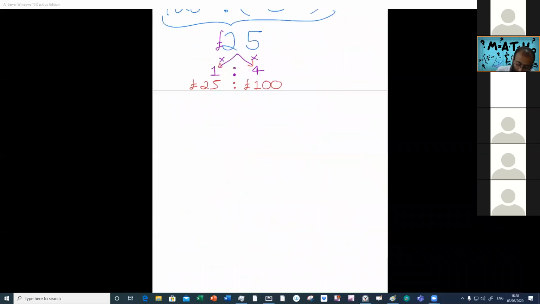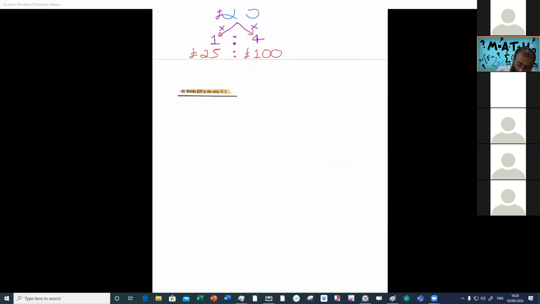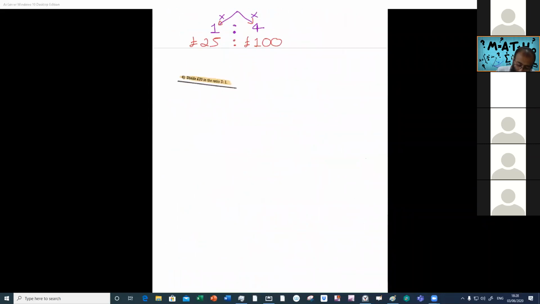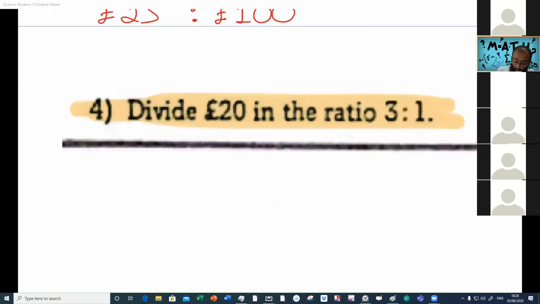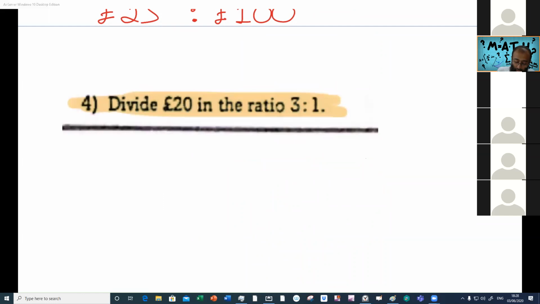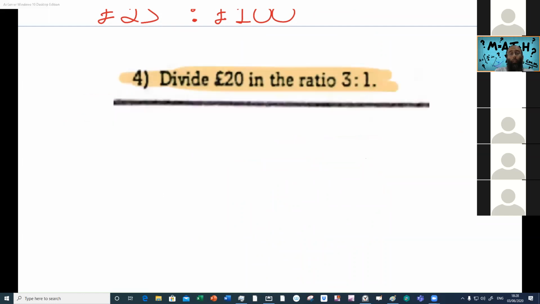Copy. Paste. Whoops. Okay, what's happening there? I think my question got a bit drunk. Sideways, that's better. Okay, divide £20 in the ratio of 3 to 1.